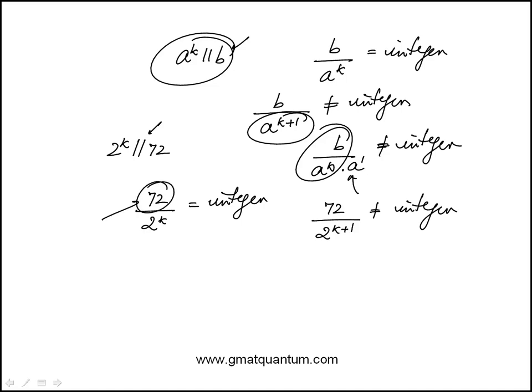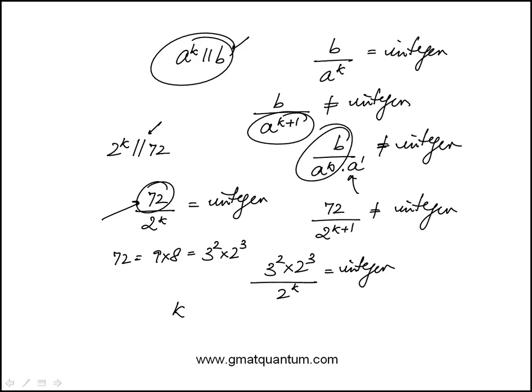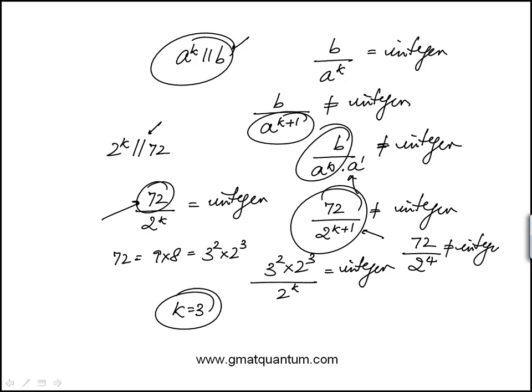here, I'm going to do the prime factorization of 72, which is 9 times 8, which is 3 squared times 2 to the cube. So essentially 3 squared times 2 to the 3 over 2 to the k is an integer. And so k here is 3, so that would be an integer. And this would be 72 over 2 to the power of 4, which is not going to be an integer because there's only 3 2's. So k is actually equal to 3, which is answer choice B.